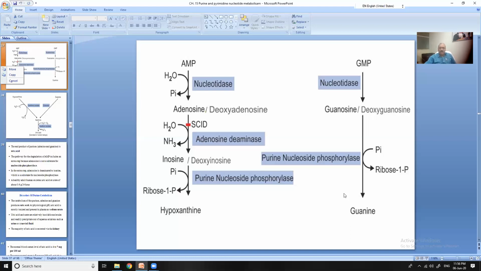So it is guanine. So what happened? Adenosine monophosphate is giving us the base hypoxanthine, inosine, and guanosine monophosphate is giving us guanine, right? So we got the bases.